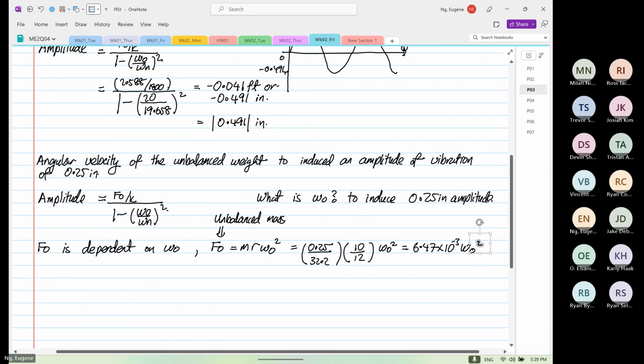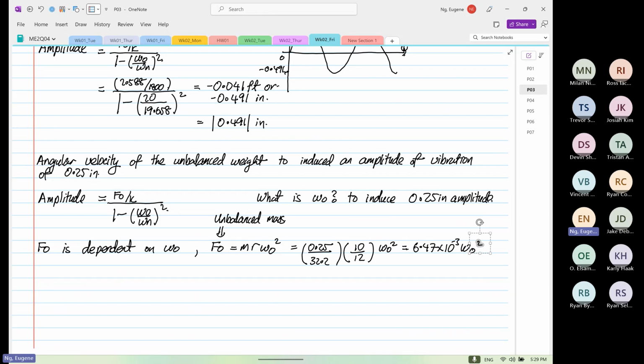So now we look at the amplitude. So 0.25. Now we are going to apply this equation. We know that the amplitude is 0.25 divided by 12. Why divide by 12? We change it to feet. So this will be equal to 6.47 times 10 to the power minus 3 omega naught squared, close bracket.